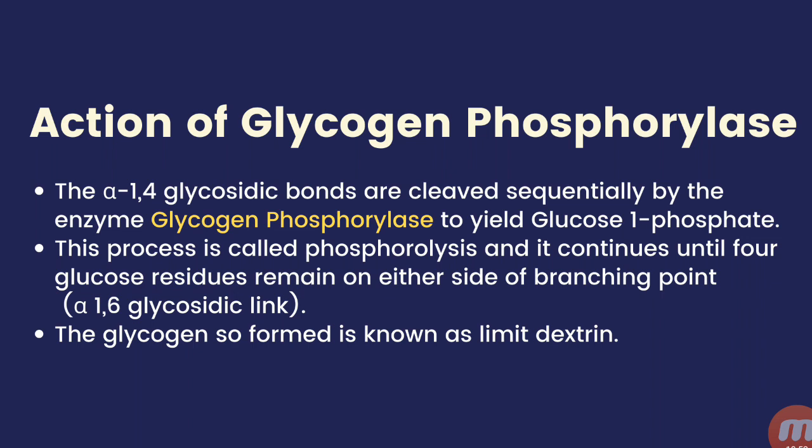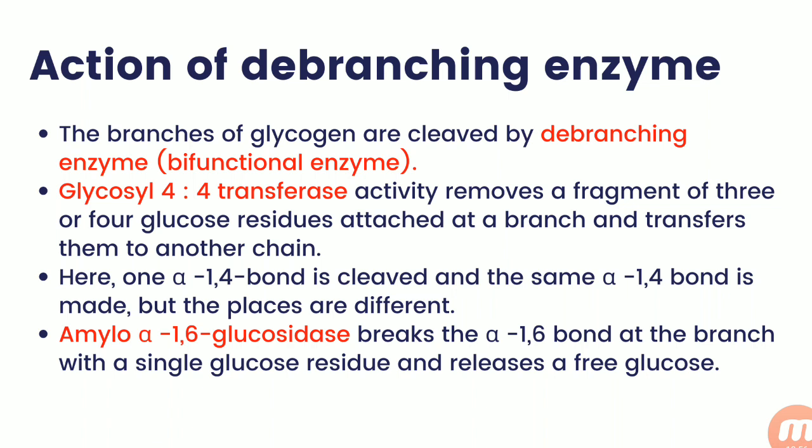Now we'll move towards the second step. The second step is the action of debranching enzyme. The branches of glycogen are cleaved by two enzyme activities called debranching enzyme, hence it is a bifunctional enzyme. The enzyme named glucosyl 4,4 transferase removes a fragment of 3 or 4 glucose residues attached to a branch and transfers them to another chain, that is the linear chain. In this step, one bond of alpha 1,4 glycosidic linkage is cleaved and at the same time one bond of alpha 1,4 glycosidic linkage is made, but at different places.